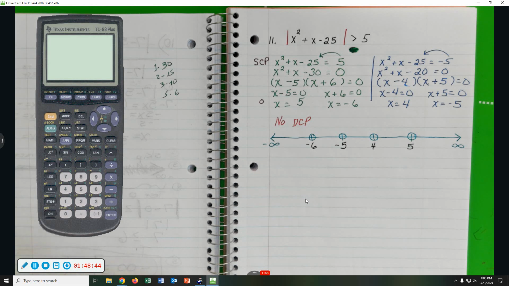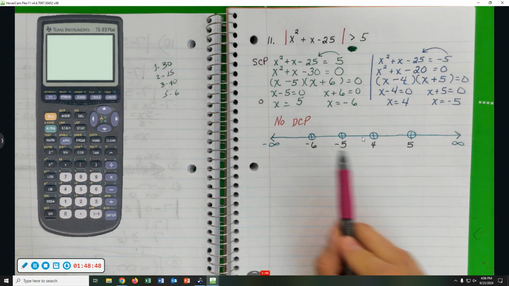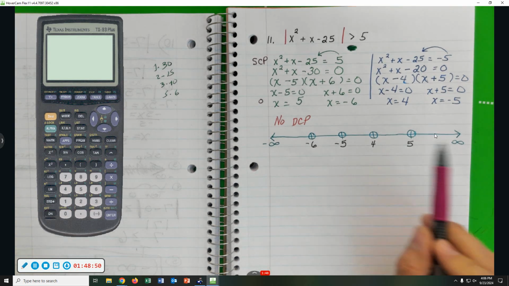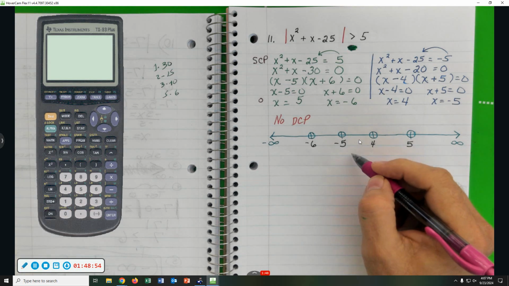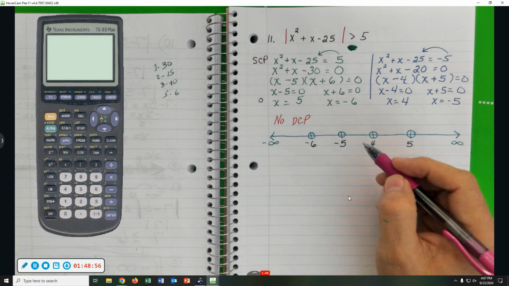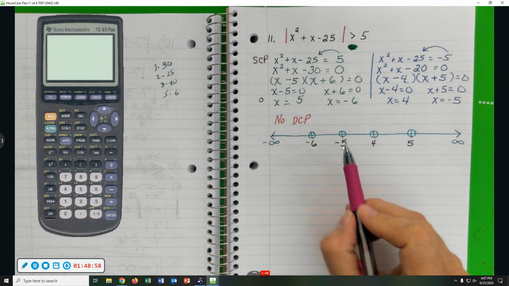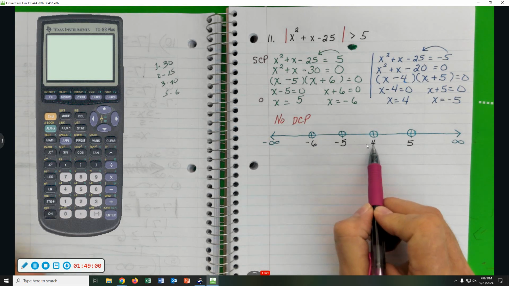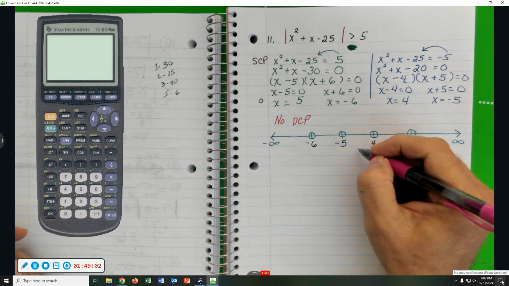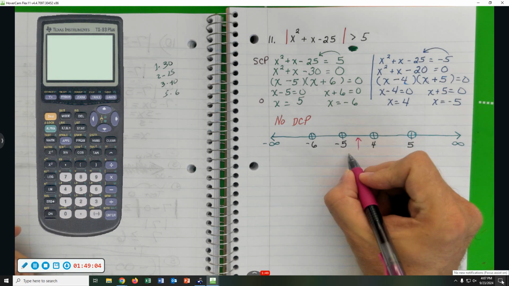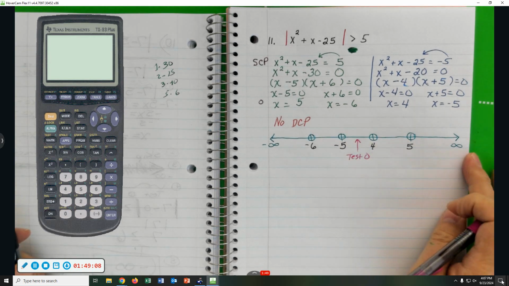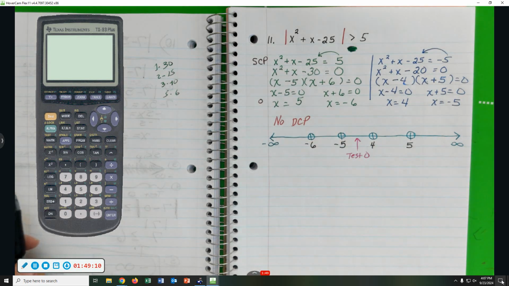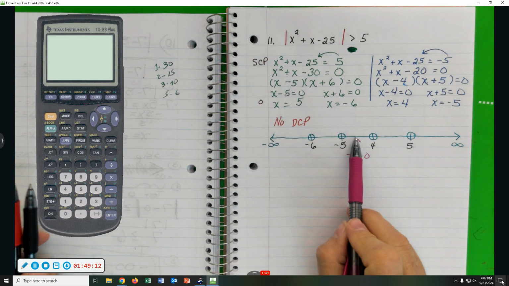Which interval contains 0? Interval 1, 2, 3, 4, or 5? 3, I agree. What's that statement? I say 0 is always between a negative number and a positive number. That's how you decide where 0 is. It cannot be between 2 positives, and it can't be between 2 negatives. So I'm testing this interval.